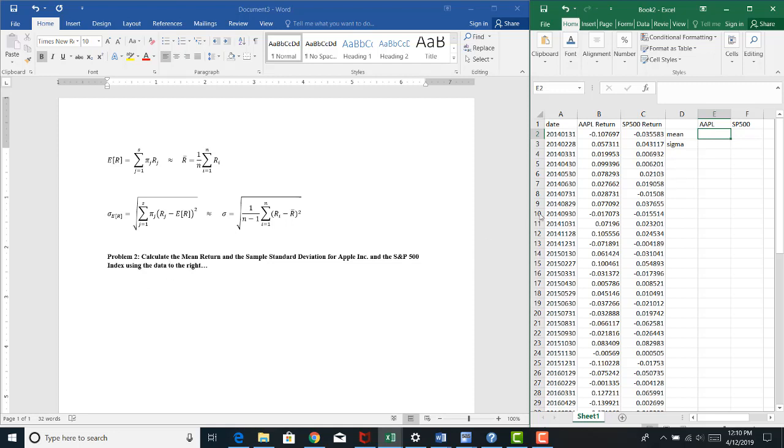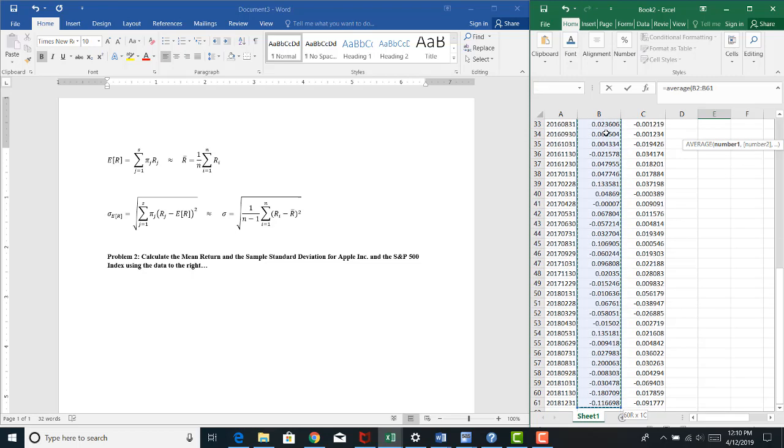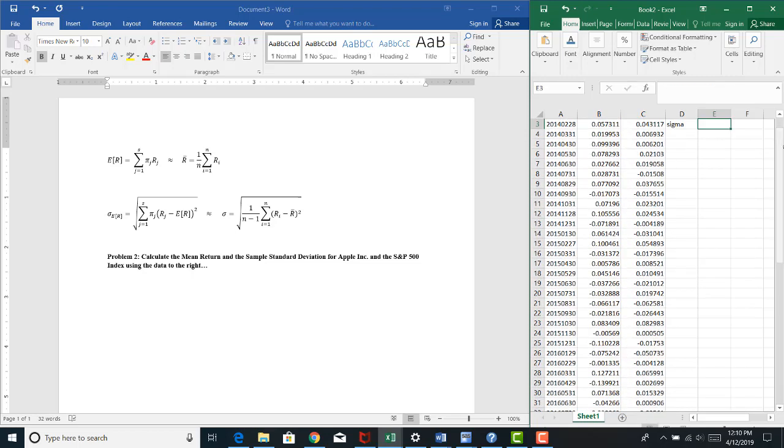In Excel, this becomes really easy. All I have to do in Excel to calculate the arithmetic mean is say equals average, and I highlight the time series of returns. And that gives me a monthly return of 1.56% per month. So if you think about that, 1.56% per month, if I times that by 12, that's about 18.72% per year over that 5-year period. Apple has done very well during that 5-year period.